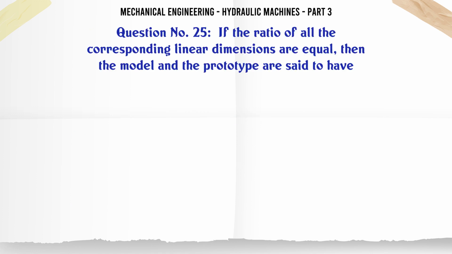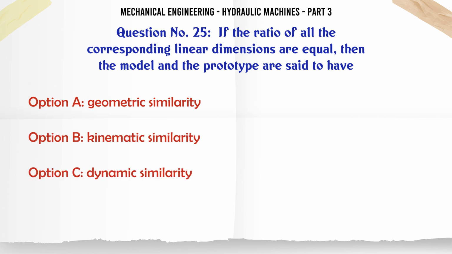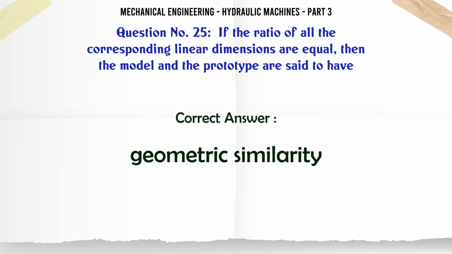If the ratio of all the corresponding linear dimensions are equal, then the model and the prototype are said to have: A. Geometric similarity, B. Kinematic similarity, C. Dynamic similarity, D. None of these. The correct answer is geometric similarity.